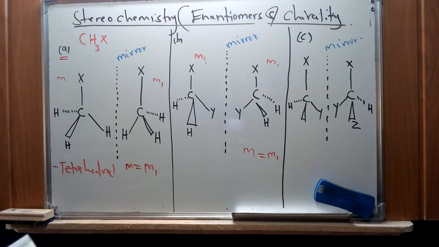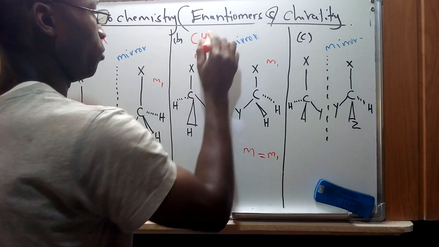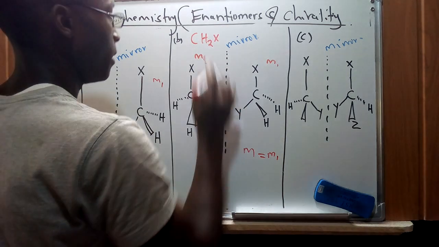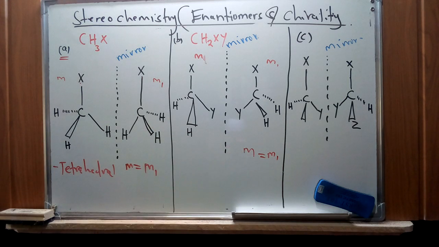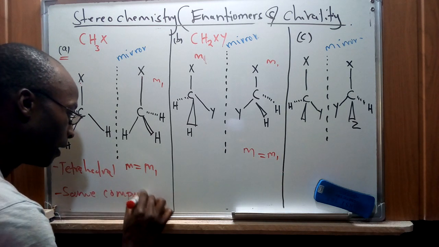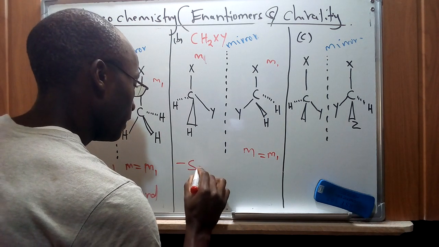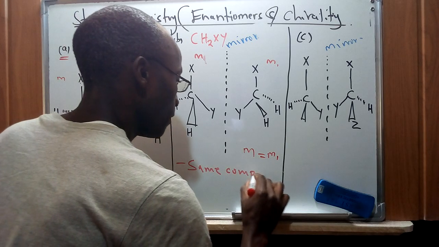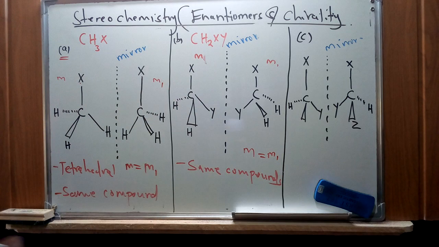Now for the third scenario, for this second one, we have CH2XY. So a molecule of this nature, which is tetrahedral, can have a mirror image, which is demonstrated by M1. So the two are the same compounds. For the first case, these are the same compounds: the compound and its mirror image are the same compounds. And for number 2, these are also the same compounds. The difference between these two, as we are seeing, is a single substitution at this specific point.